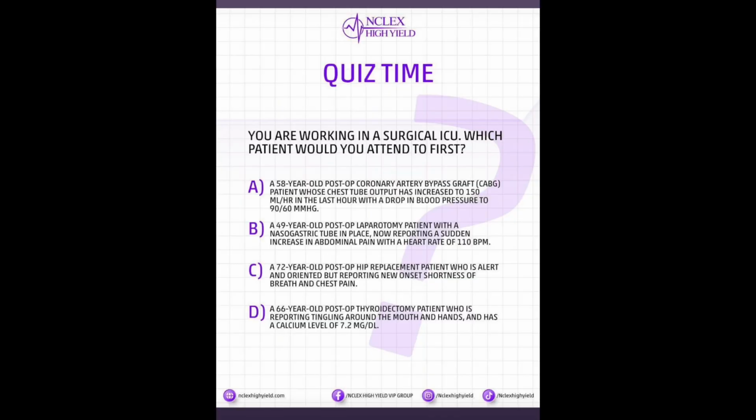A is a 58-year-old post-op coronary artery bypass graft, so a CABG, whose chest tube output has increased to 150 ml per hour in the last hour and a drop in blood pressure to 90/60. All right, so you're telling me in C, you have airway because it's a PE, shortness of breath and chest pain. And in A, we have hemorrhage because this patient's chest tube drainage should not be 150 ml in the last hour with a BP of 90/60. They're saying this patient is hemorrhaging.